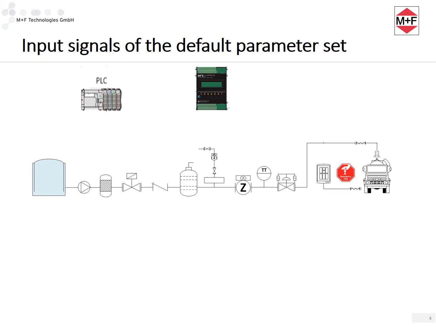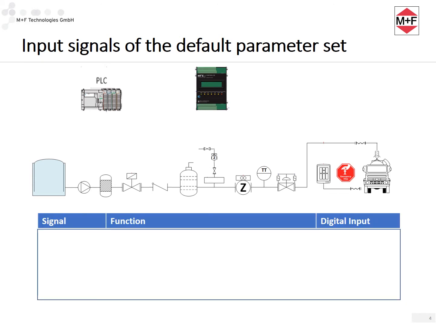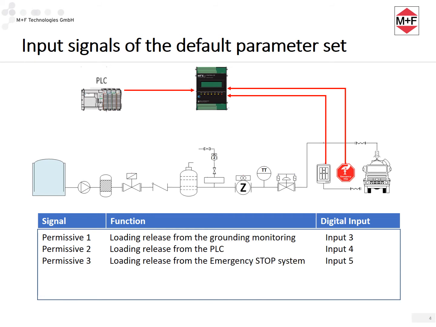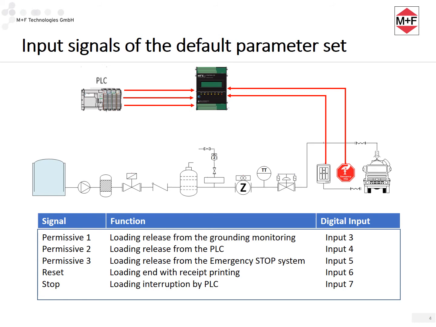These input signals from the loading line are defined. Loading release of the grounding monitoring, loading release of the PLC, loading release of the emergency stop system, loading end with receipt printing, loading interruption by PLC or operator. For these signals, corresponding connectors are selected at the MFX4 controller.